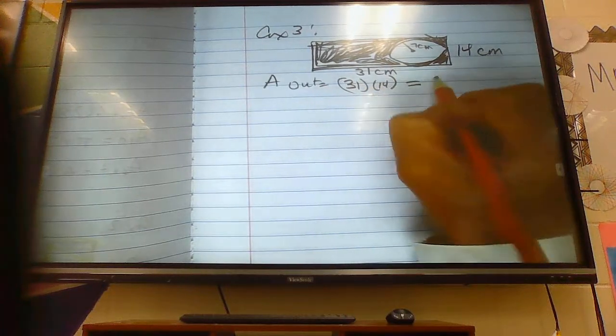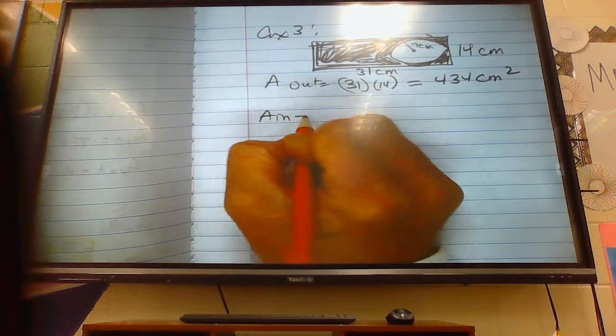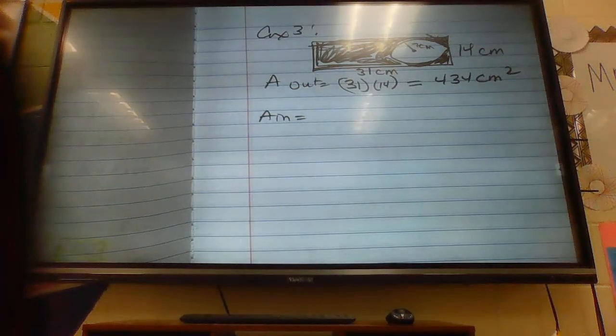31 and 14. 434 centimeters squared. Area in. Bryce, how do I find the area of a circle?